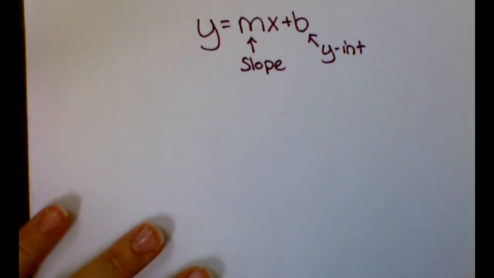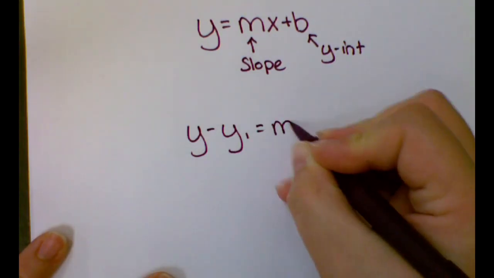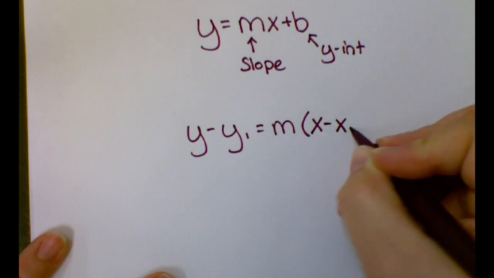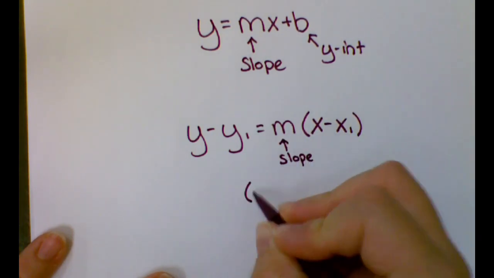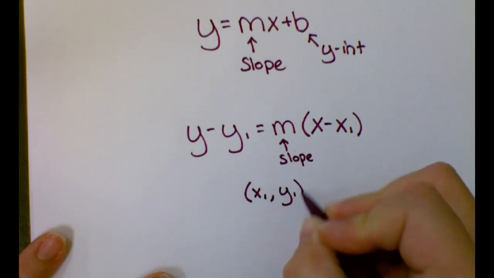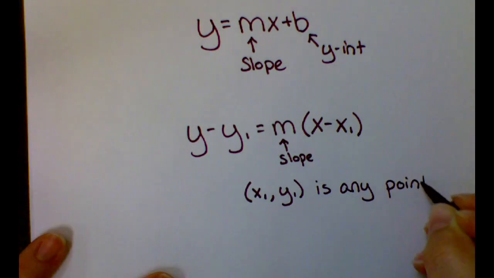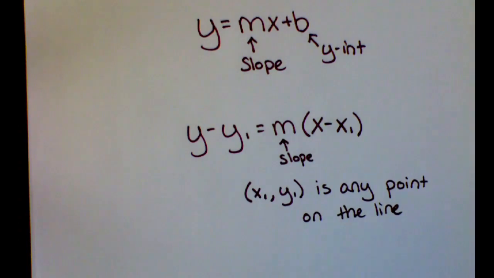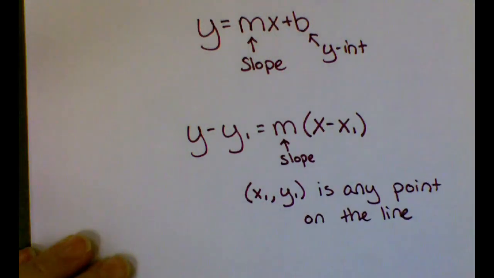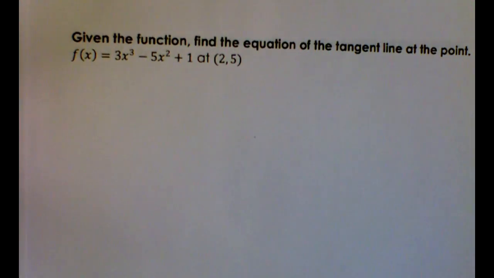We also have point slope form, which is very helpful. y minus y1 equals m times x minus x1. m is still your slope here, but this time (x1, y1) is any point on the line. All right, those are our two helpful ways to get equations of a line. Given the function, let's find the equation of the line tangent at the point.